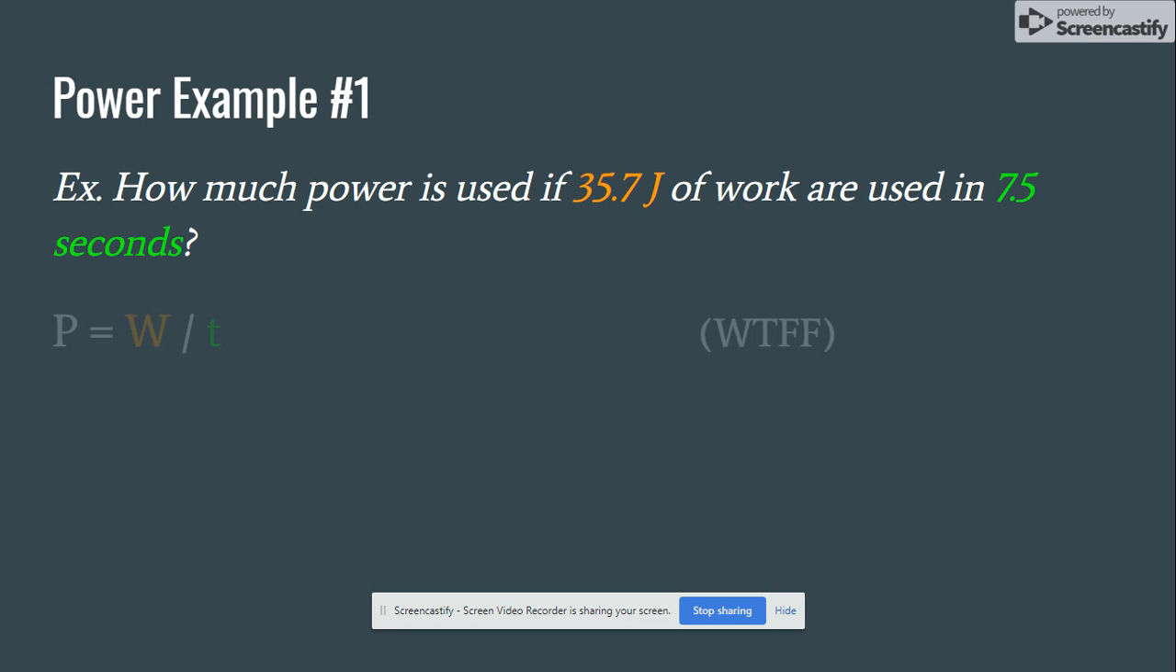Always, always, always WTFF, write the formula first. In this case, your formula is P equals W divided by T. And this W is not watts. This W is work. Work per time. Work over time. Work divided by time. Power is work divided by time. You should be familiar with this theme now.